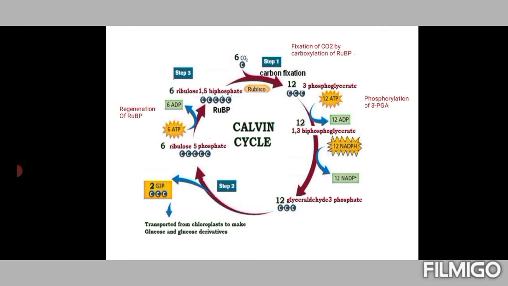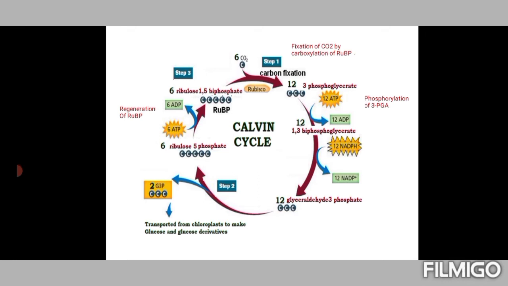The compound formed here, 3-phosphoglycerate, is converted to 1,3-biphosphoglycerate with phosphorylation and expenditure of 12 molecules of ATP. And this is a short-lived compound, which immediately gets reduced as well as dephosphorylated to give 12 molecules of glyceraldehyde 3-phosphate. So there is utilization of ATP as well as NADPH, which were produced during light reaction. Out of the 12 molecules of glyceraldehyde 3-phosphate, 2 are used for condensation, that is step 2. Condensation forms fructose 6-phosphate and glucose, as well as sucrose and other carbohydrates.